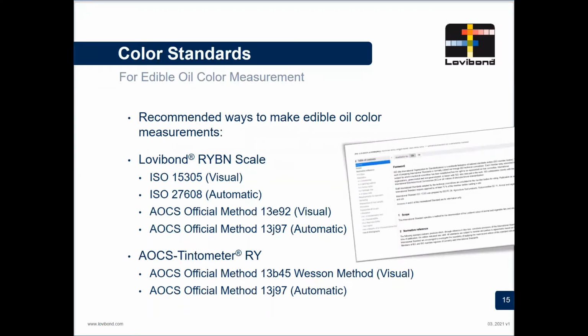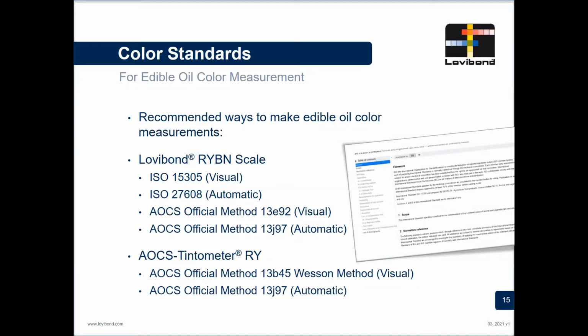So how should I be making my color measurement? Well, there are several defined standards from the AOCS and from ISO. Generally, the standards are divided into visual methods and automatic or electronic methods. So we have 15305 on the ISO for visual Lovibond, 27608 on the ISO for the automatic or electronic method of making Lovibond measurements. And then we have the AOCS methods 13E92 and 13J97. And these are the actually exact equivalents of the ISO method.